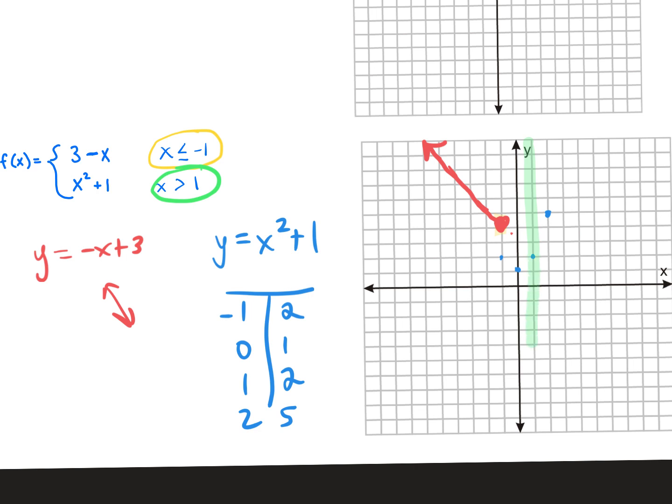Where are the values on your parabola bigger than 1? To the right or to the left? To the right. So what kind of a dot do I have at 1? Why is it open? Because it's not included. Good. And it looks something like that. And then what do we do with everything else?